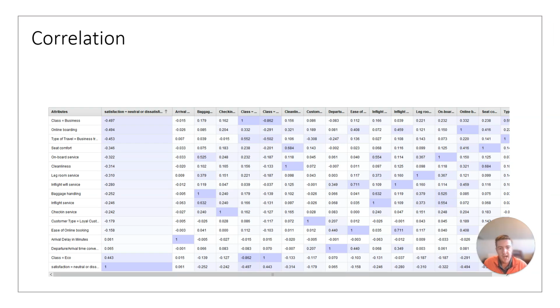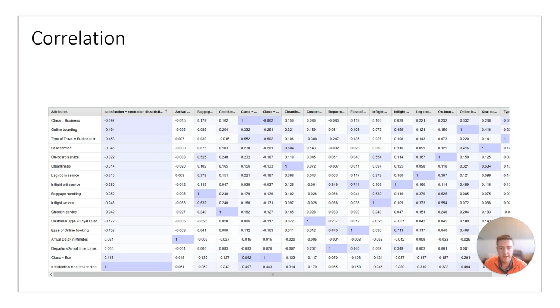Correlation. Attributes highly correlated with airline passenger satisfaction include business class travel, seat comfort, in-flight entertainment, reliable Wi-Fi service, high quality in-flight service, an easy and efficient booking process, overall in-flight comfort, such as cleanliness and legroom, and strong customer loyalty programs.